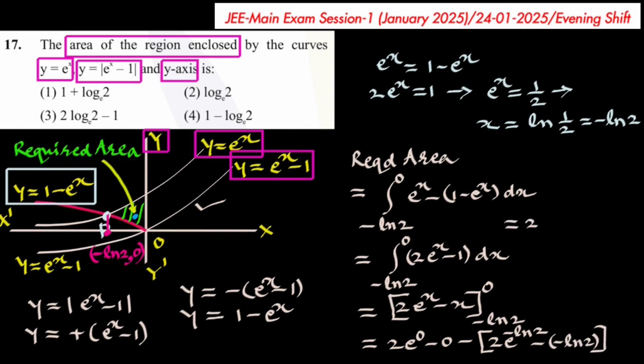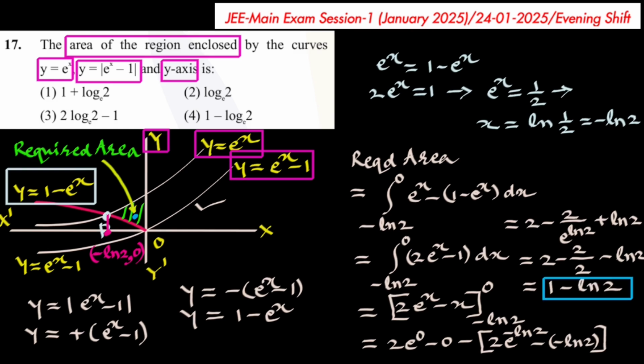That will be 2 minus 2 upon e raised to ln 2 plus ln 2, which is 2 minus 2 upon 2 plus ln 2, which is 1 minus ln 2. So 1 minus ln 2 is going to be the required area. Hence, the correct answer option here is 4, 1 minus ln 2.